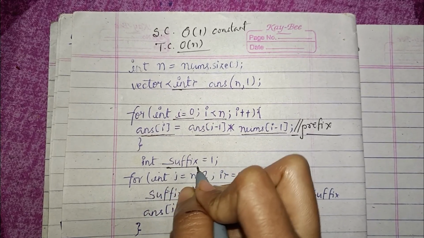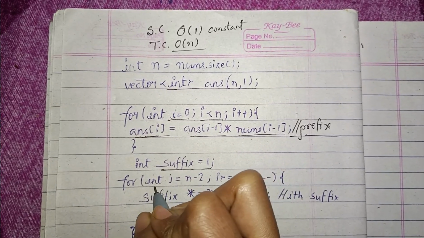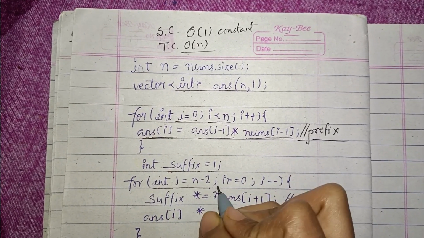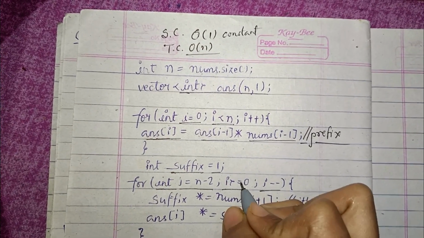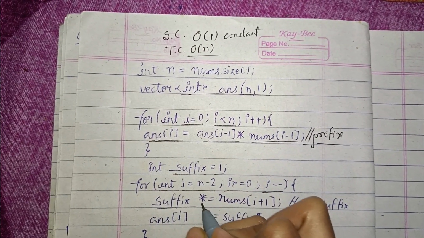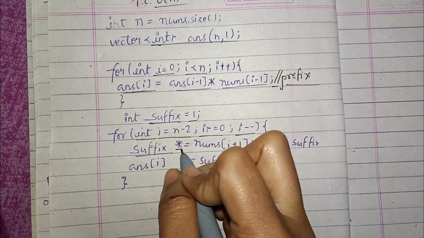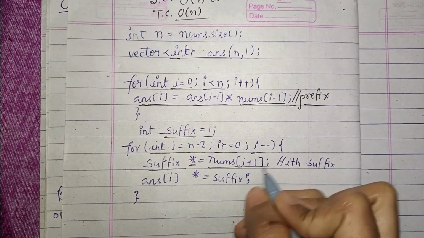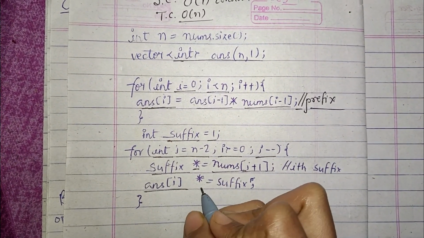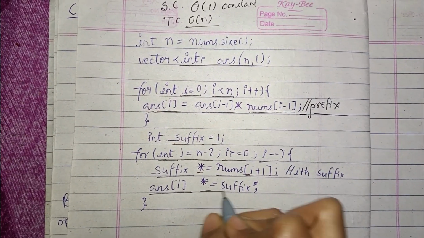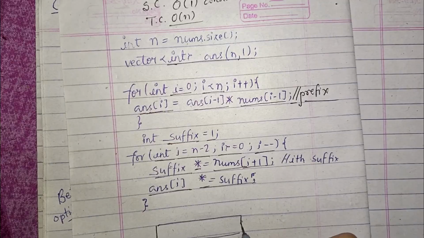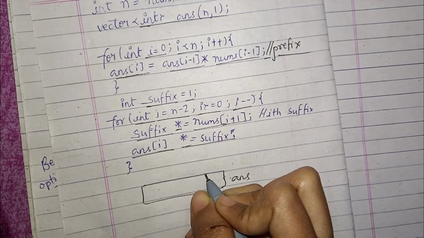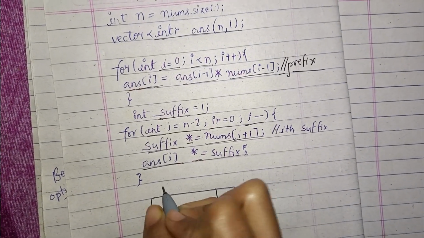Here we are using a variable named suffix equal to 1, and int i is equal to n minus 1, while i is greater than or equal to 0. Then we do suffix into nums of i plus 1, and just store it in our ans of i. Okay, in our ans vector, so it will just help us store in our ans.